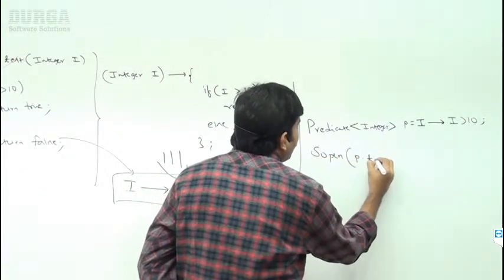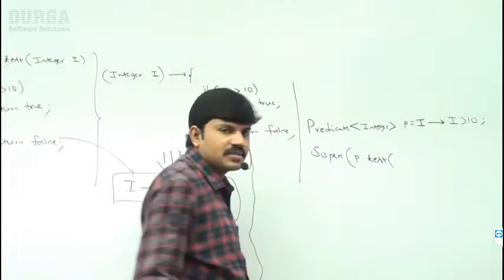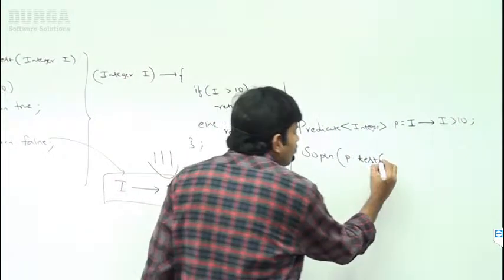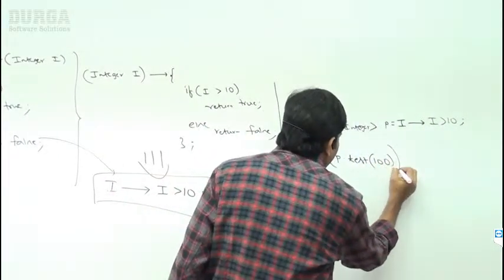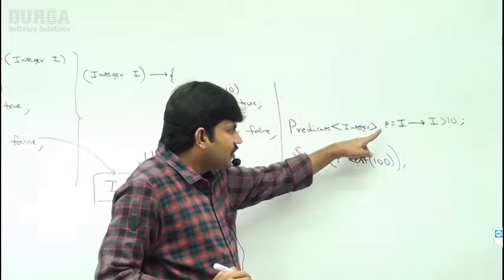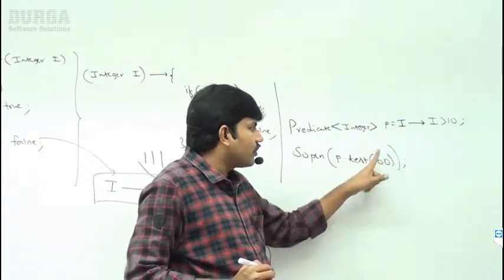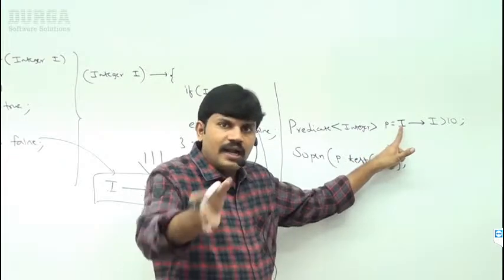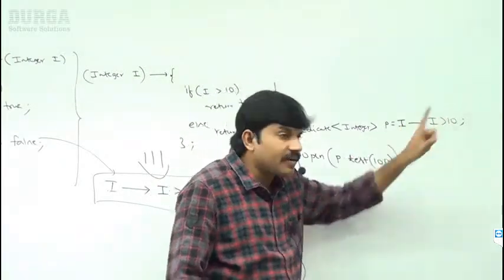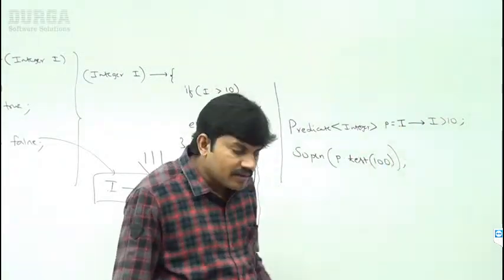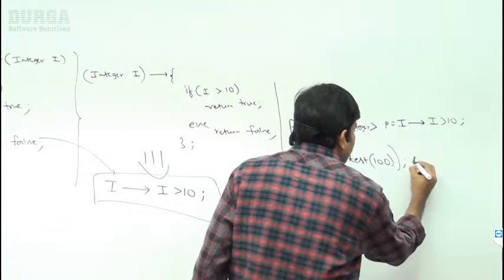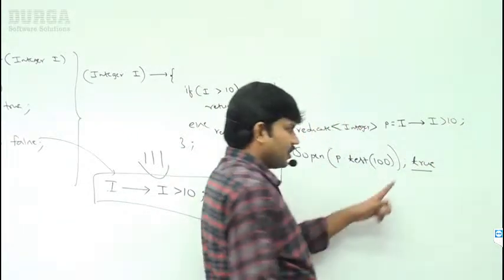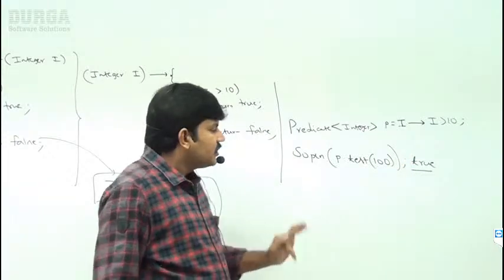System.out.println p.test. What is that, sir? p.test of 100. Now this p is going to take 100 as the input and it will check whether 100 is greater than 10 or not. 100 greater than 10 or not? Yes. The answer by default will become true, sir. Is it clear for all of you?